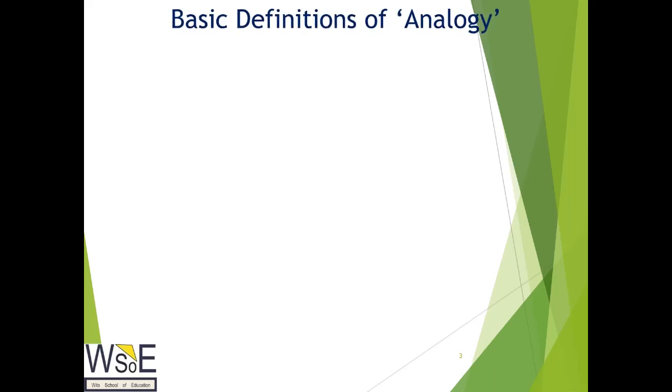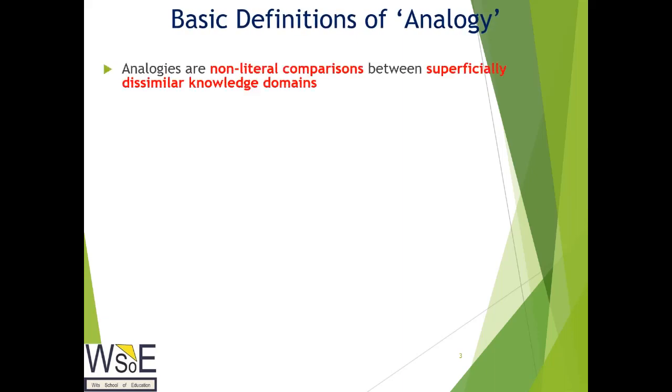Now, what is the basic definition of an analogy? Analogies are non-literal comparisons between superficially dissimilar knowledge domains. So we're drawing a comparison from two different knowledge domains. For example, the domain of everyday experience, or the domain of work in terms of the factory, and the domain of science or biology in terms of looking at how the cell functions.